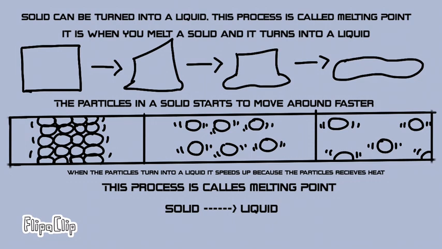Solid can be turned into a liquid. This process is called melting point. It is when you melt a solid and it turns into a liquid. The particles in a solid start to move around faster. When the particles turn into a liquid, it speeds up because the particles receive heat. This process is called melting point, a solid to a liquid.